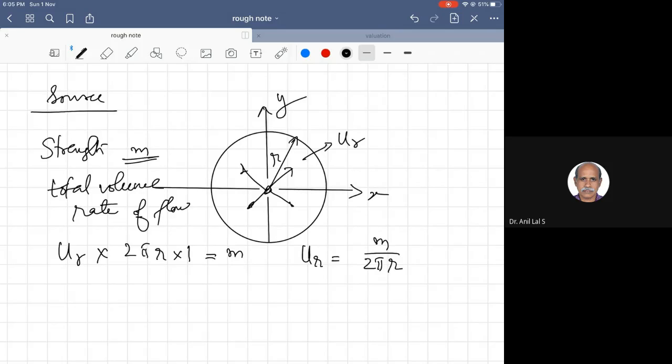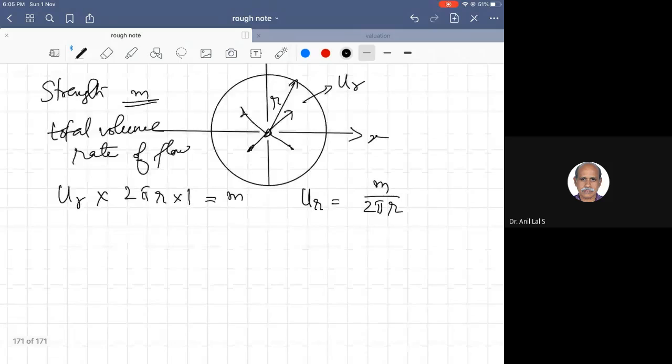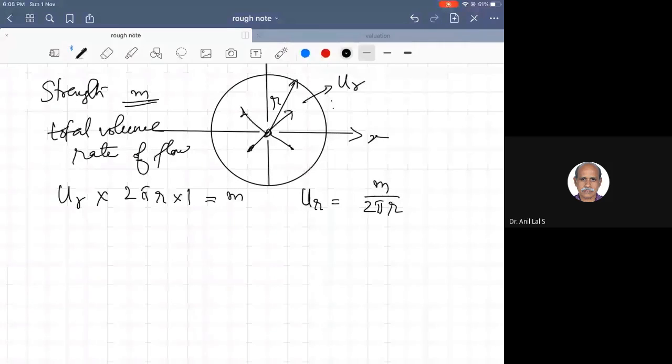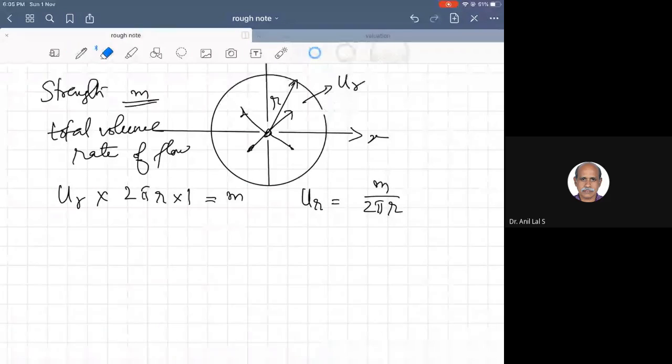So this is u_r, and the tangential velocity is 0. There is no flow motion in the tangential direction. So this motion is not there. So we can easily write u_theta is equal to 0.